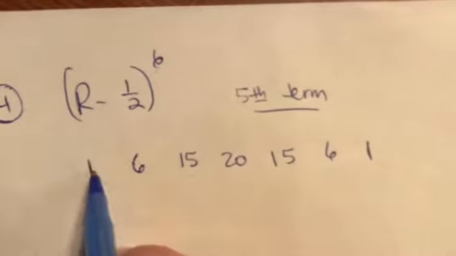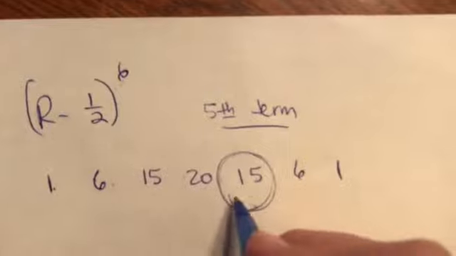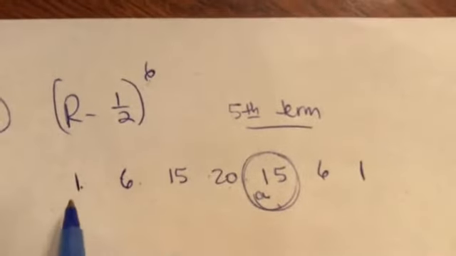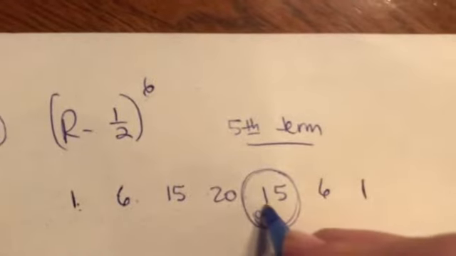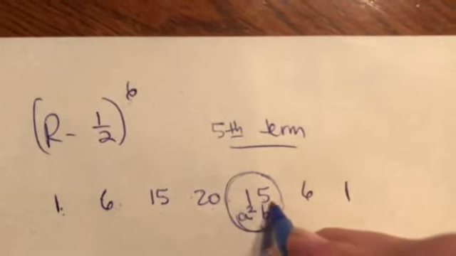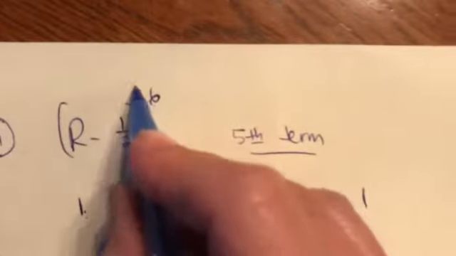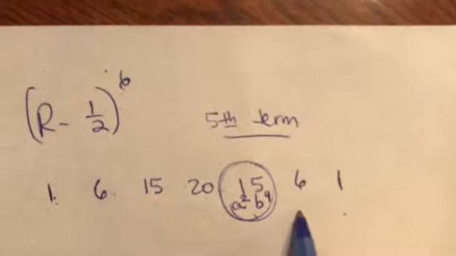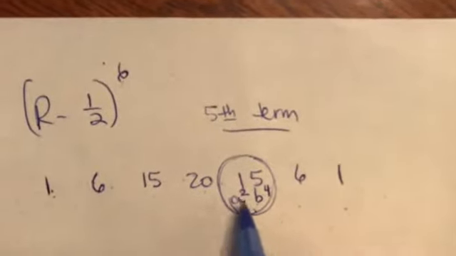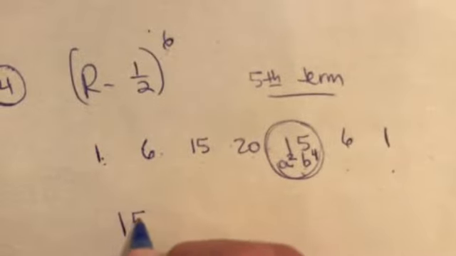The 5th term is 1, 2, 3, 4, 5. It's this one right here. So think about this. If this is a to the 6th, 5, 4, 3, this is going to be a to the 2nd, which means this has to be b to the 4th. Okay, because these have to add up to 6. And you can double check yourself. Remember, this is b to the 6th, b to the 5th, b to the 4th. So that's all I want right there. So my coefficient is 15.